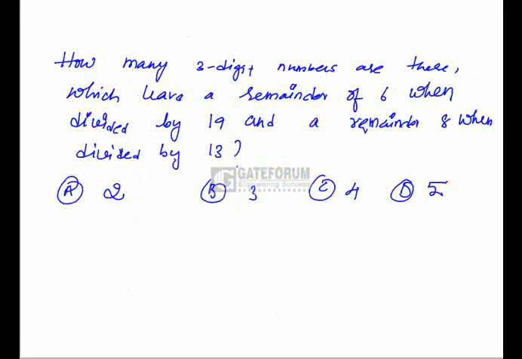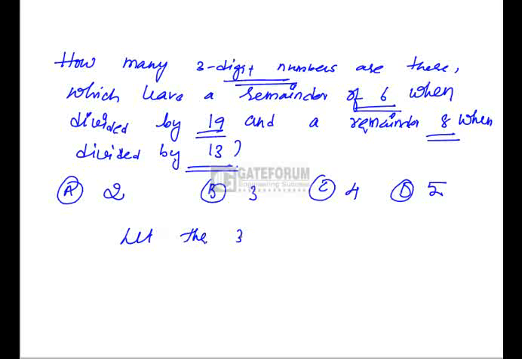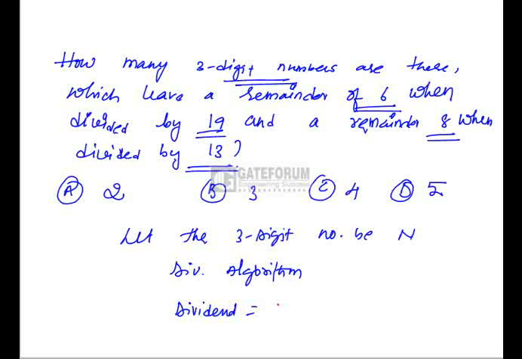In this problem, we have to find the number of 3-digit numbers which leave remainder 6 when divided by 19 and remainder 8 when divided by 13. So let the 3-digit number be some n. In order to solve this problem, we'll use the division algorithm. Division algorithm is nothing but dividend is equal to quotient into divisor plus remainder.